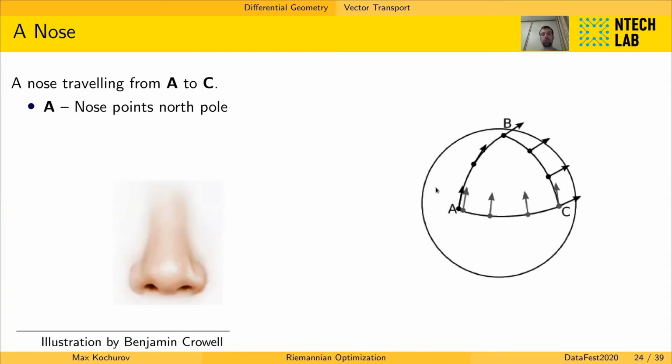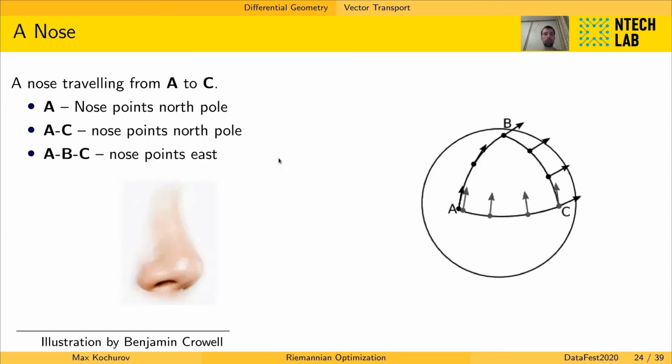Another thing that is really confusing in Euclidean geometry is vector transport. But before that, you all have noses, and imagine you're traveling along the equator and your nose points to the North Pole, right? If we go along the equator and look at the North Pole, go to the point C, your nose is still pointing to the North Pole. Alright. But it was an arbitrary way to travel along some curve from point A to point C.